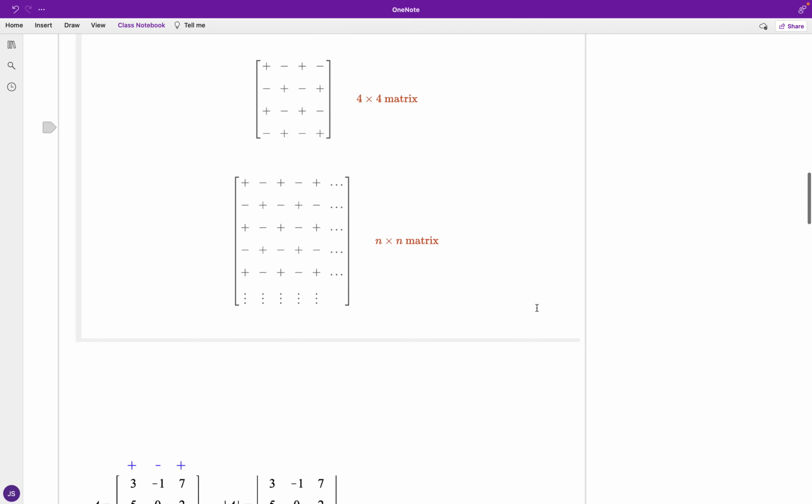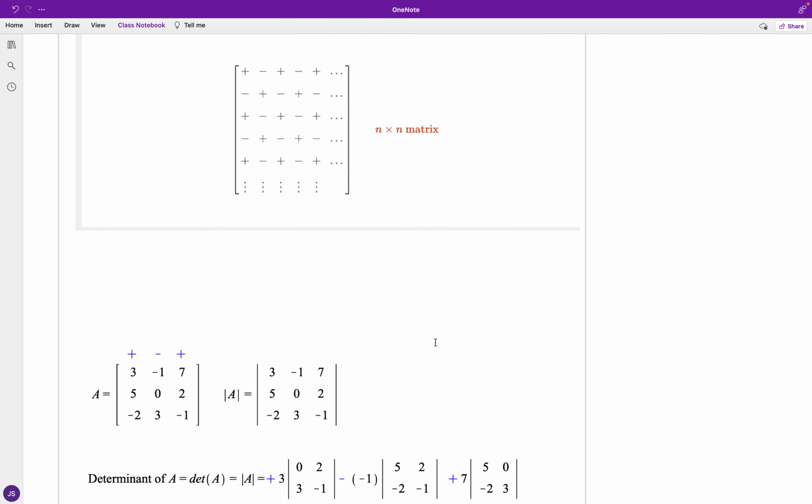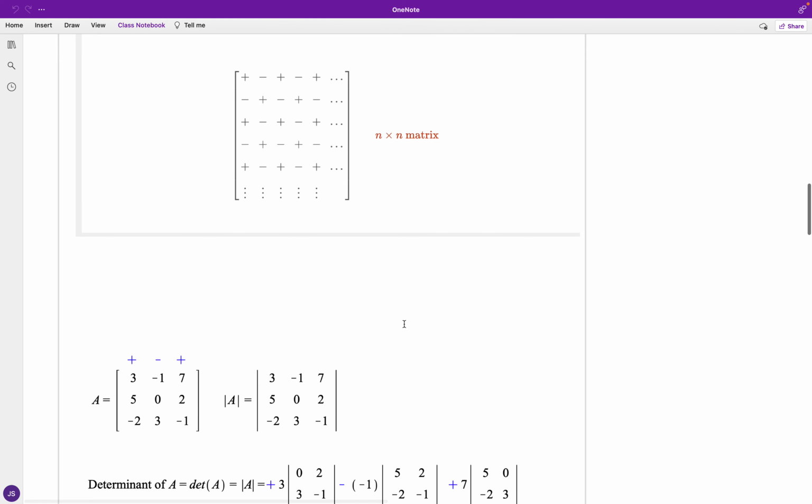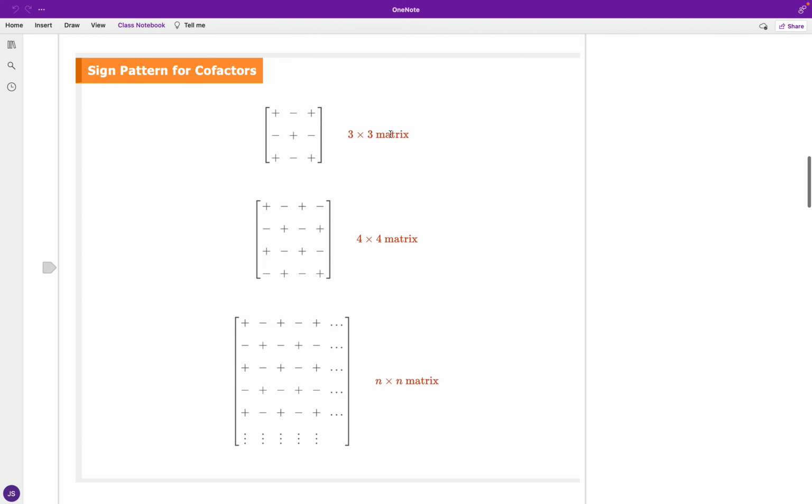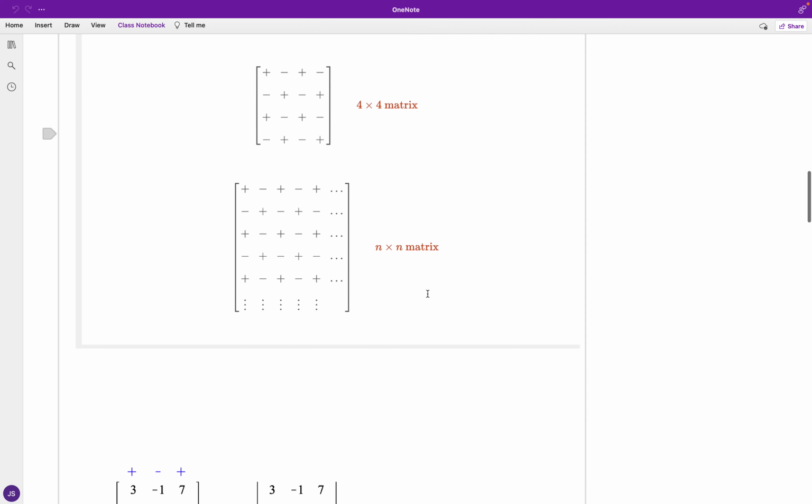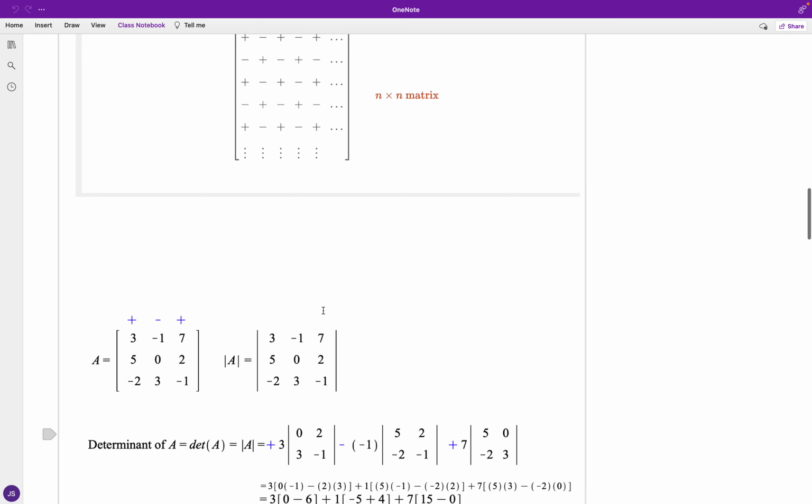Now, in the case of the determinant of a 3 by 3 matrix, let's say A is a 3 by 3 matrix where the top row consists of 3, -1, and 7. The middle row has 5, 0, 2. And the last row has -2, 3, and -1. Looking at the determinant, notice the plus, minus, and plus above the 3, the -1, and the 7. This is going to be taking the minors along the top row. The top row has plus, minus, and plus, and that's going to be applied to the 3, the -1, as well as the 7.